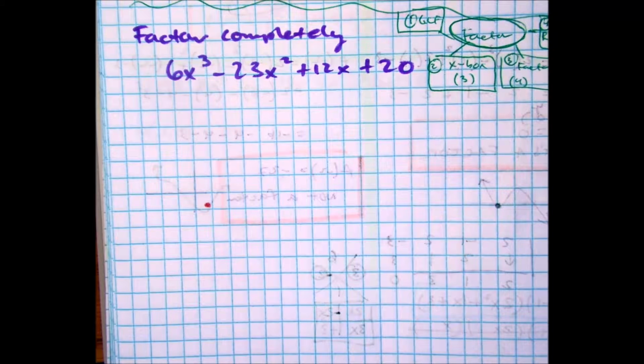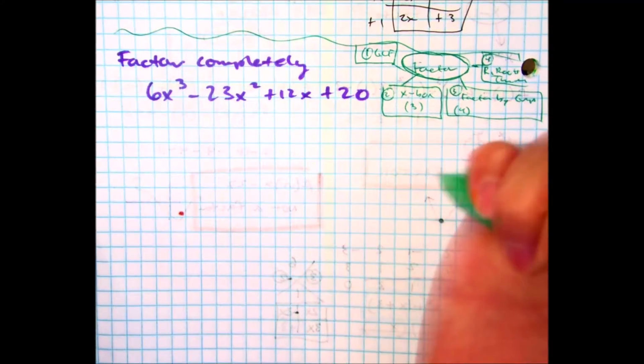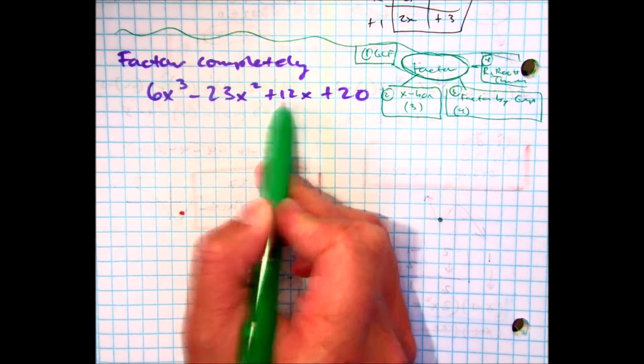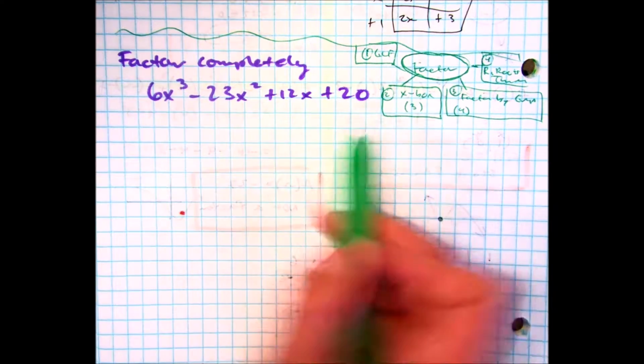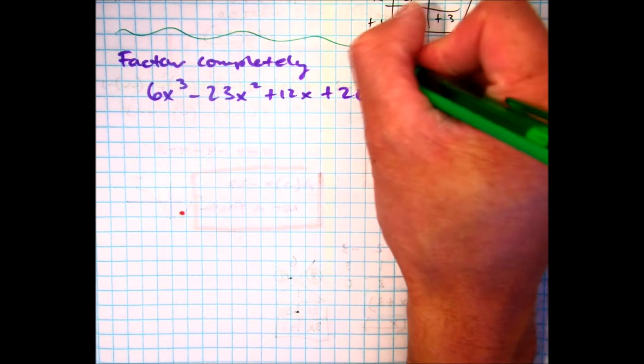Let's cover this problem. If you recognize in this problem, there's a couple of ways of factoring. The first thing with factoring, I'm going to look for a greatest common factor. 6, negative 23, 12, and 20. Those constants don't have anything in common, and I don't have a commonality of x in there, so I can't do that.